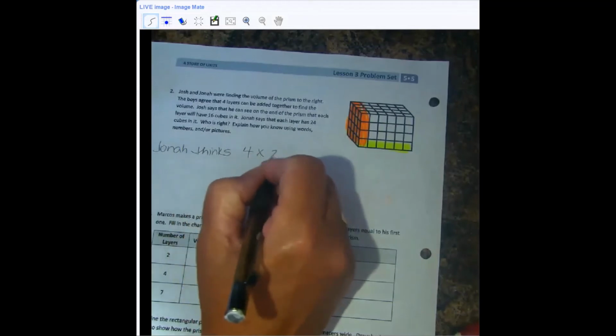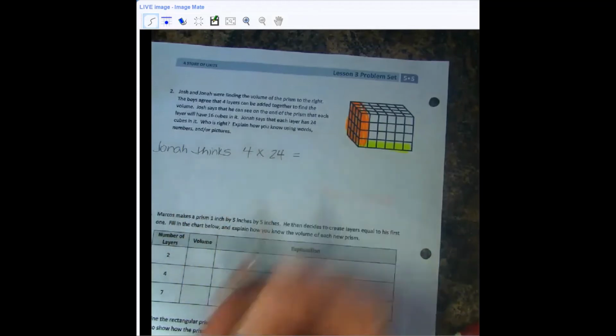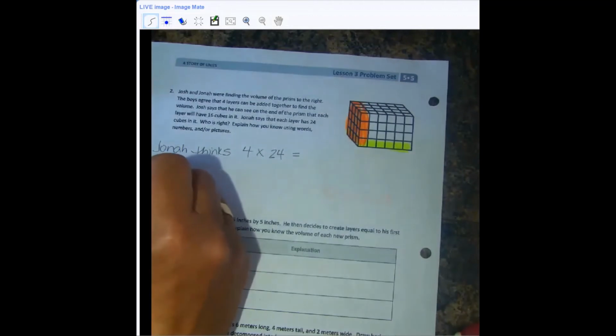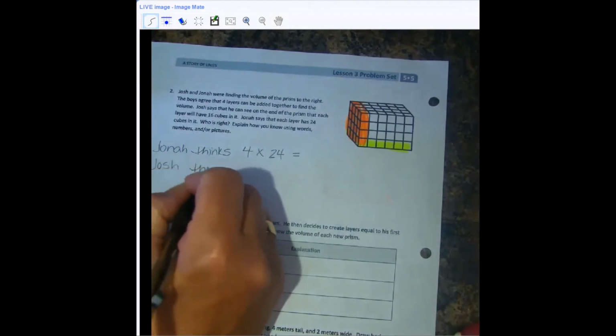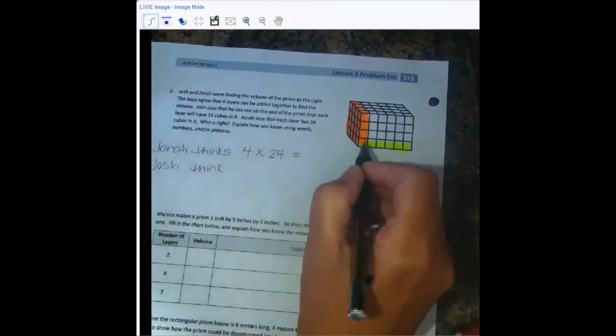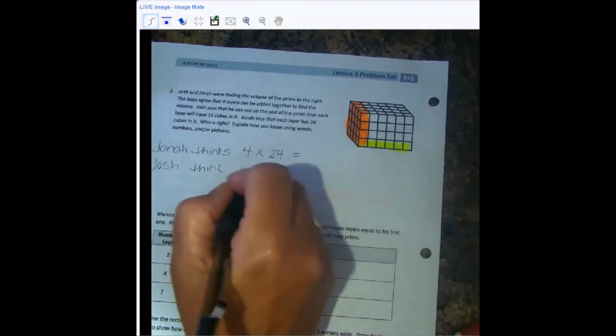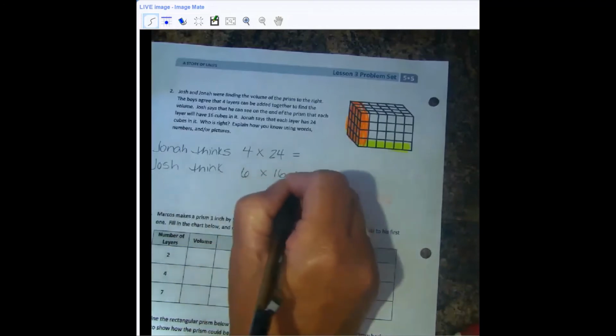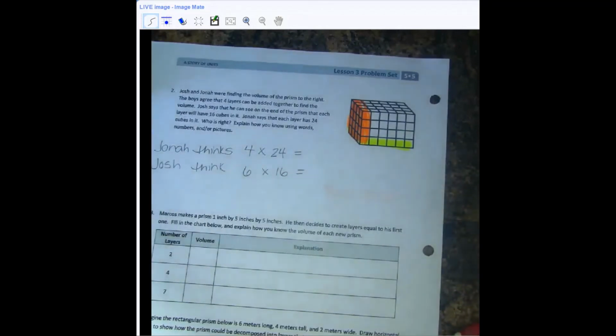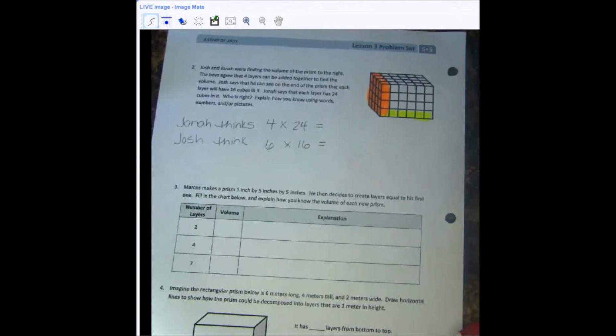layers of 24. Okay. And Josh thinks 1, 2, 3, 4, 5, 6 layers of 16. Now, both of those equal the same thing. I will let you do the math and you do the explanation and explain why they're both correct. Okay.